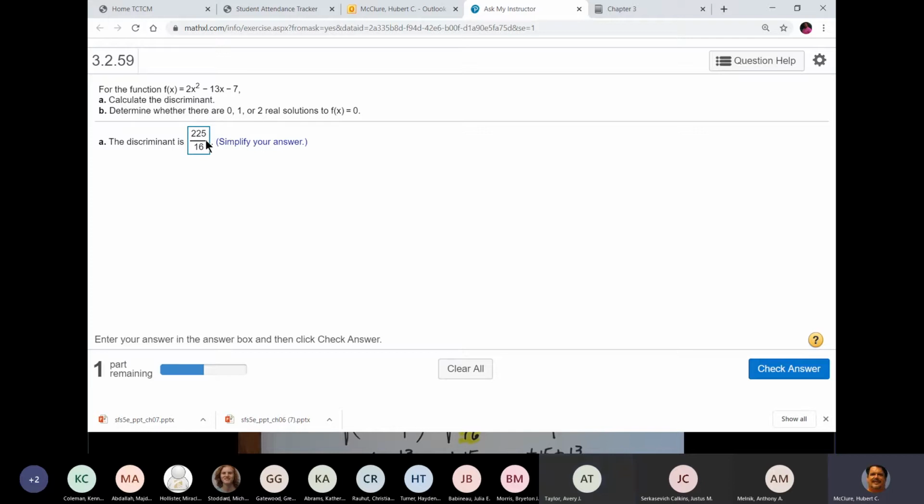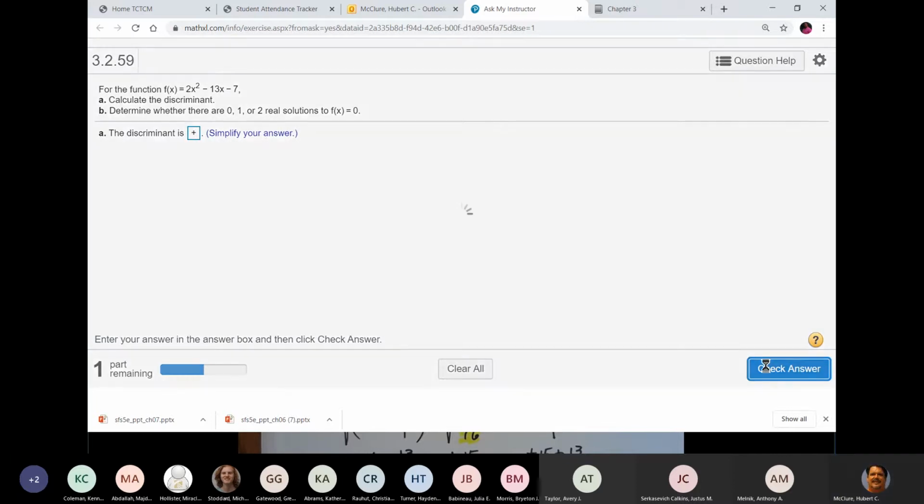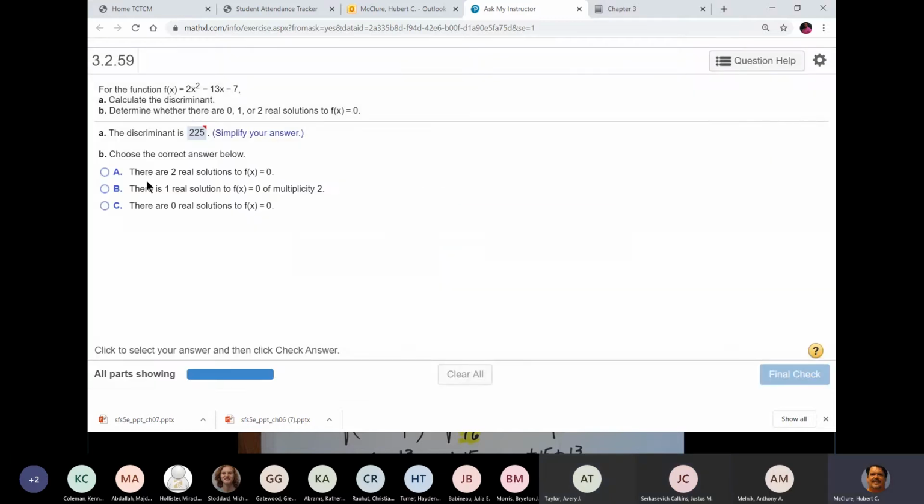Oh, the discriminant is positive. That must be what they want. The discriminant is positive. Okay, I don't know what they want. The discriminant is not 225. The discriminant is 225 over 16. That's wrong. Anyway, choose the answer. There are 2.